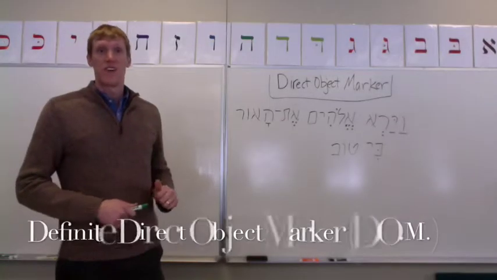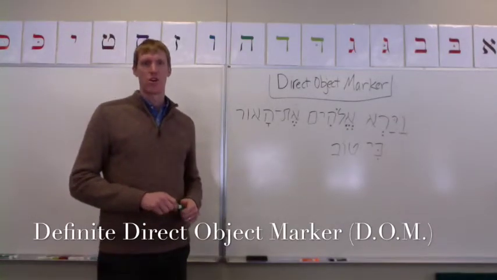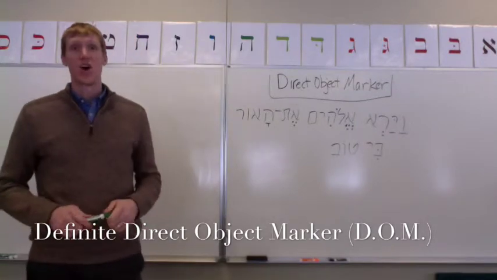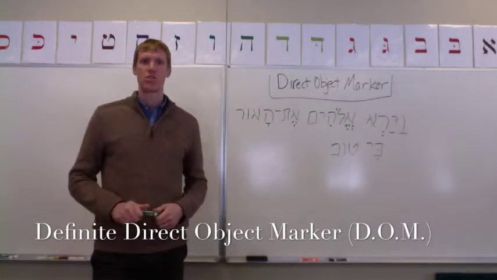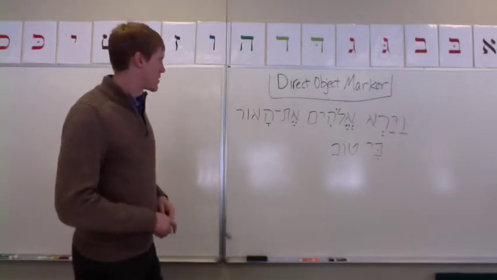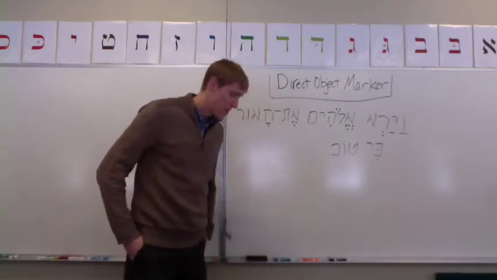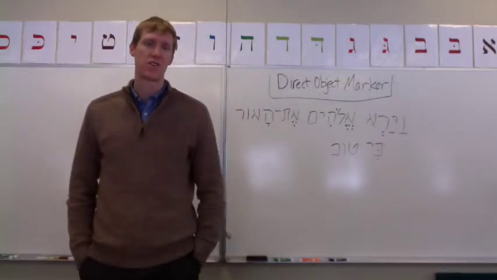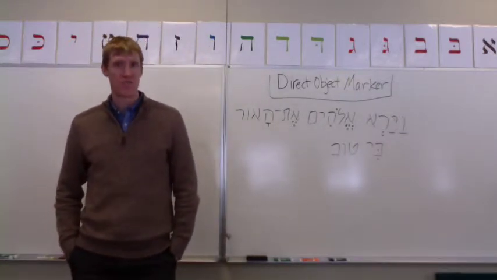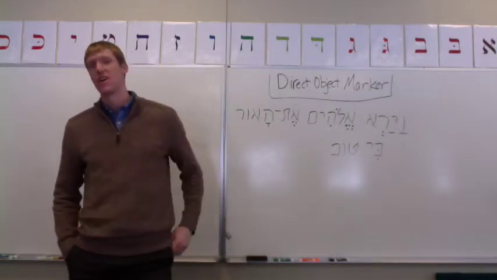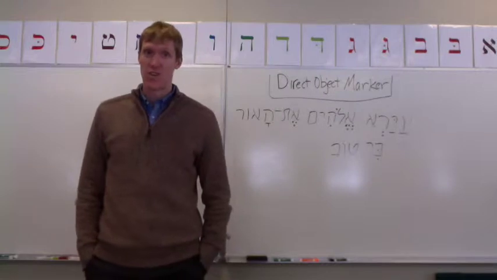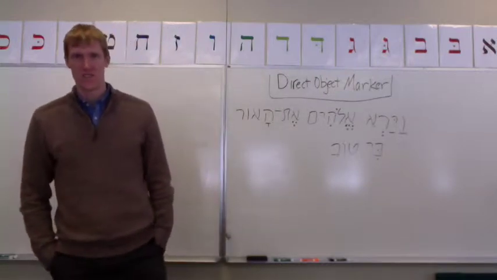We're going to talk about the definite direct object marker now, which I'll often abbreviate as DOM, direct object marker. This is something that you are already quite familiar with. You've encountered it in a variety of different contexts. You've heard it a bunch of times and you've said it a bunch of times, but you may not know that you have said it or what function it has in the sentence.